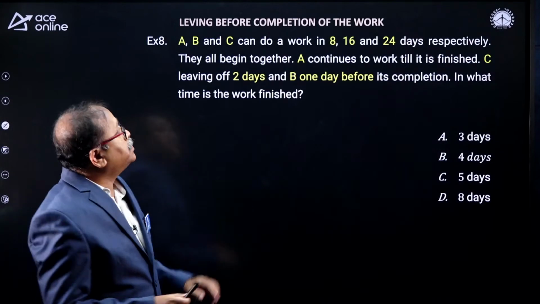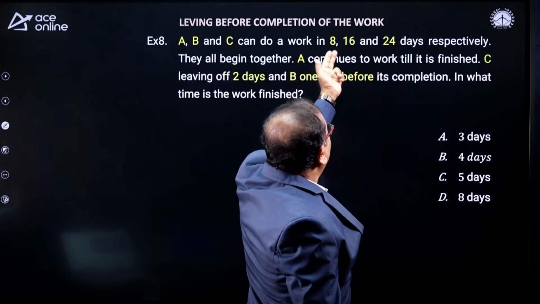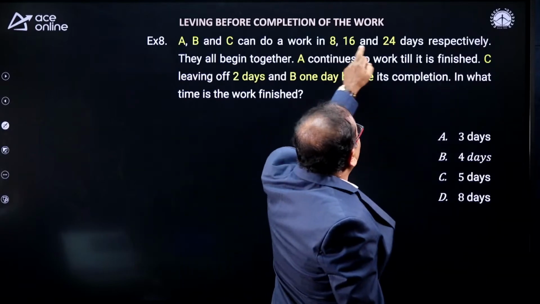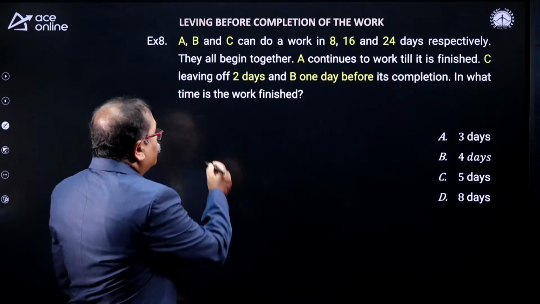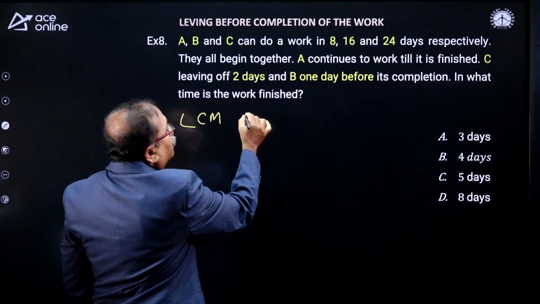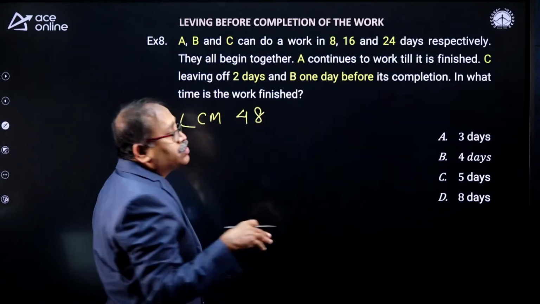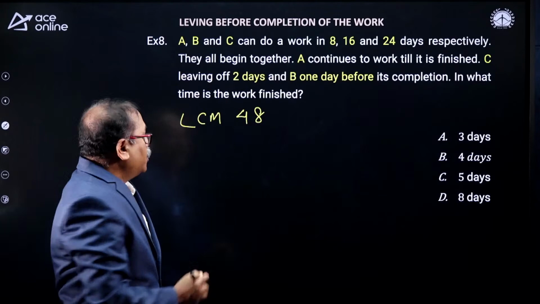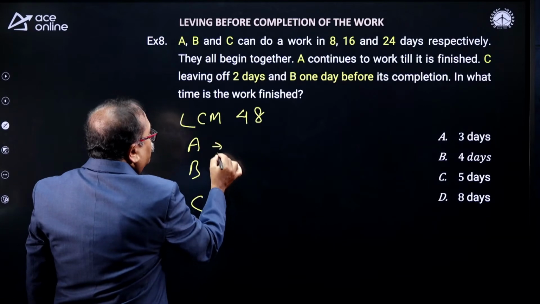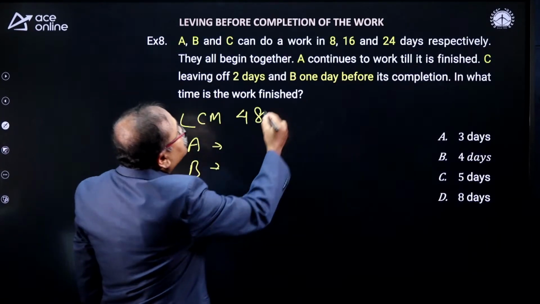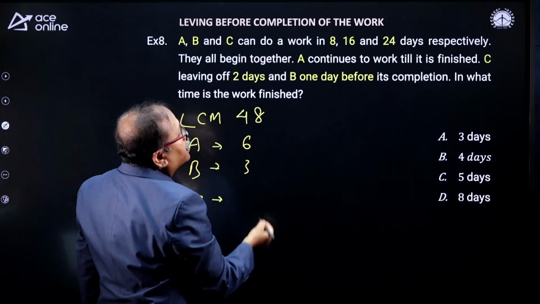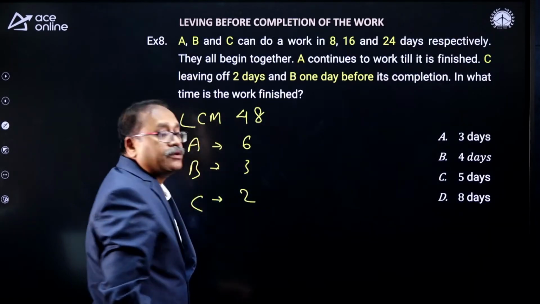So the basic part which we have to work out is the LCM of 8, 16 and 24. The highest power of 2 is 16, and 3 is there, so that is 48. That means a total of 48 units are there to complete. Now how many units will A, B and C complete per day? I will quickly write down here because most of you know how to answer this. 48 divided by 8, 6 units per day. 48 divided by 16, 3 units per day. 48 divided by 24, 2 units per day.